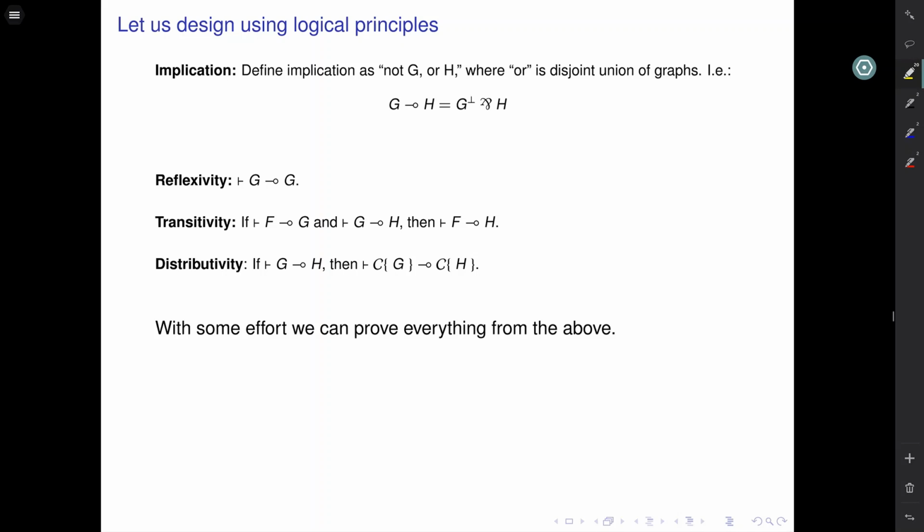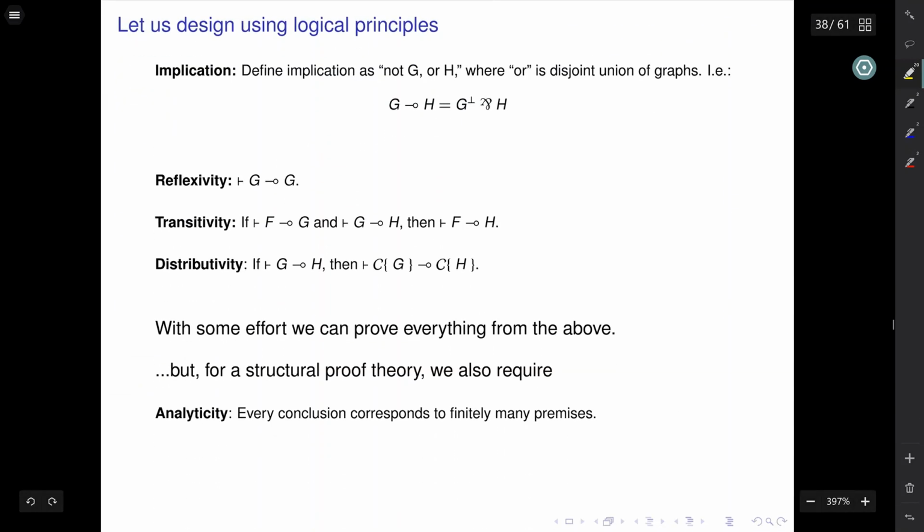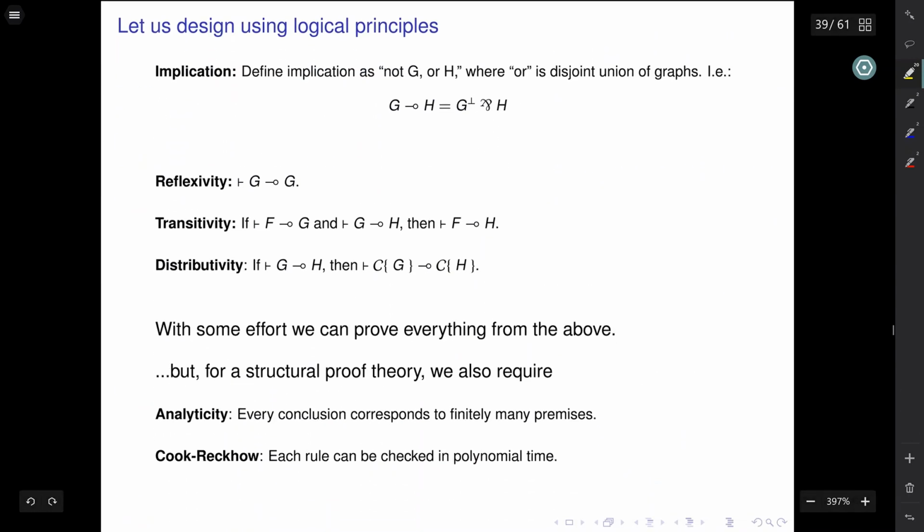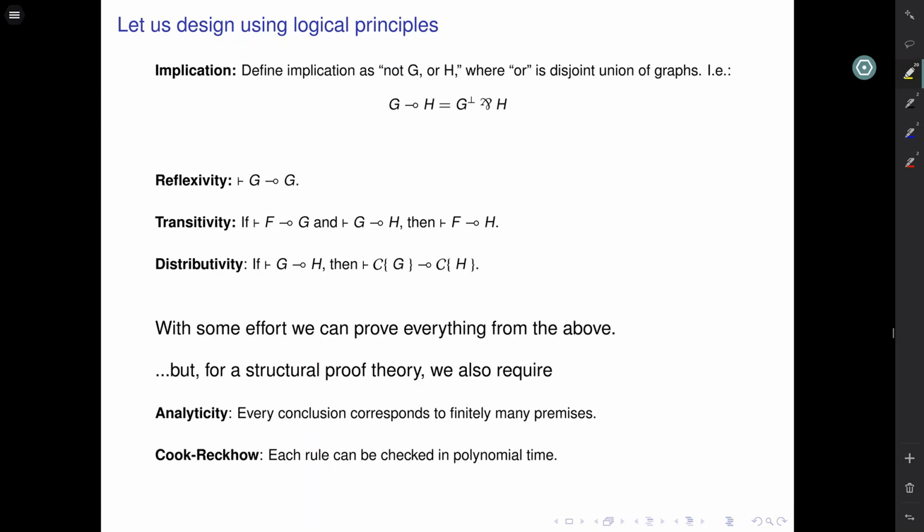But we want to do better than this. We are structural proof theorists, and we want to design a system that is analytic. Analyticity is what Gentzen's systems originally had, and basically it means that every conclusion corresponds to finitely many premises, so your proof search tree is finite. Of course, it was formulated in terms of subformulas, but already we are in a controversial world when it comes to subformulas, so this is a sufficient definition of analyticity. And also we might as well have that it's Cook-Reckhow, i.e.